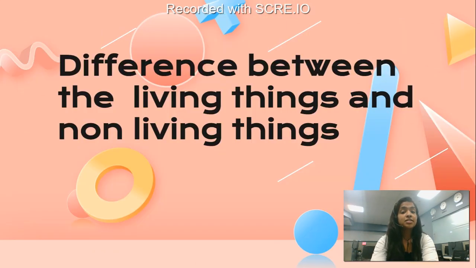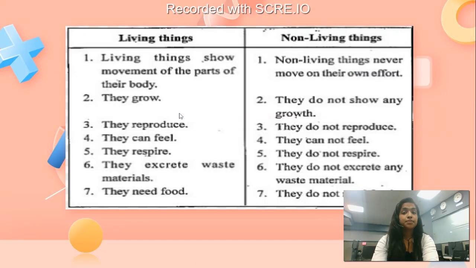Difference between living things and non-living things. Living things show movement of the parts of the body. They grow, they reproduce, they can feel, they respire, they excrete waste material, they need food. And non-living things never move on their own efforts. They do not show any growth, they do not reproduce, they cannot feel, they do not respire, they do not excrete any waste material, they do not need food. So these are some differences between living things and non-living things.